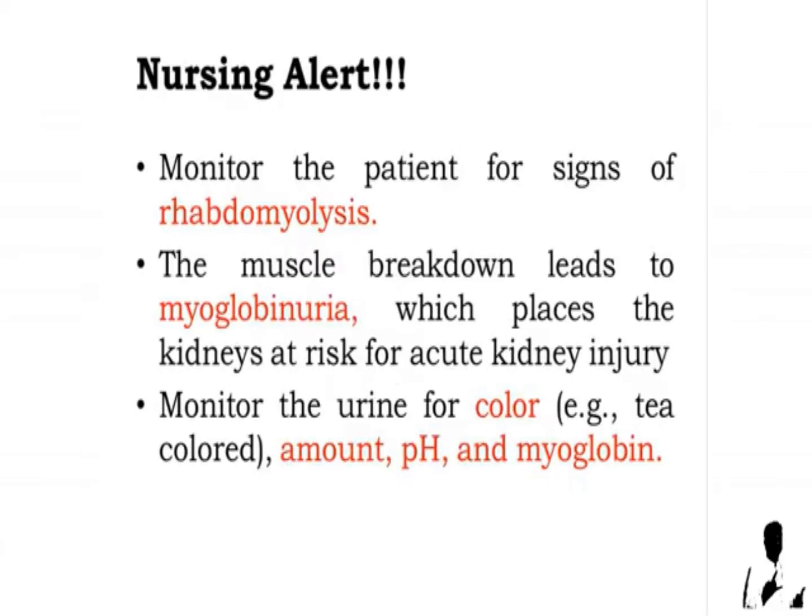Take note of this one. Monitor the patient for signs of rhabdomyolysis, a serious syndrome caused by the breakdown of skeletal muscle. The muscle breakdown leads to myoglobinuria, which places the kidneys at risk for acute kidney injury. Carefully monitor the urine for color, for instance, tea-colored, amount, pH, and myoglobin.